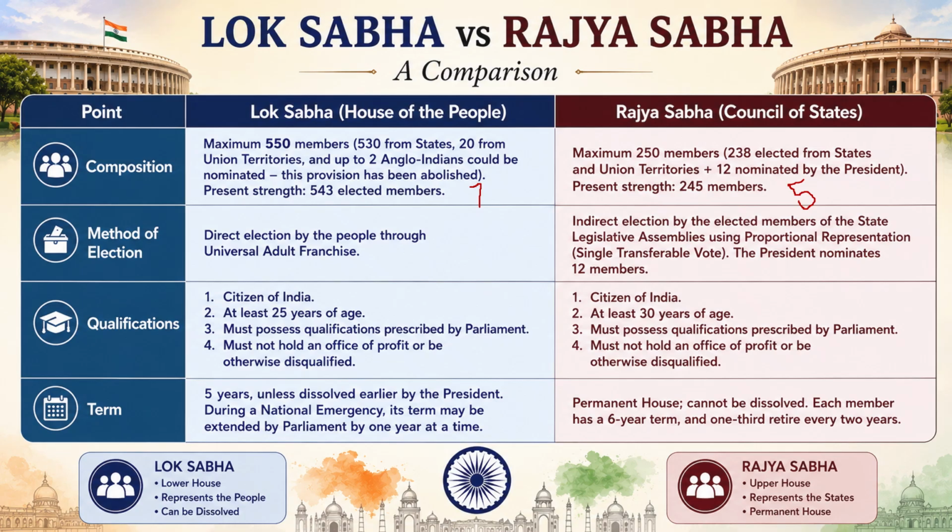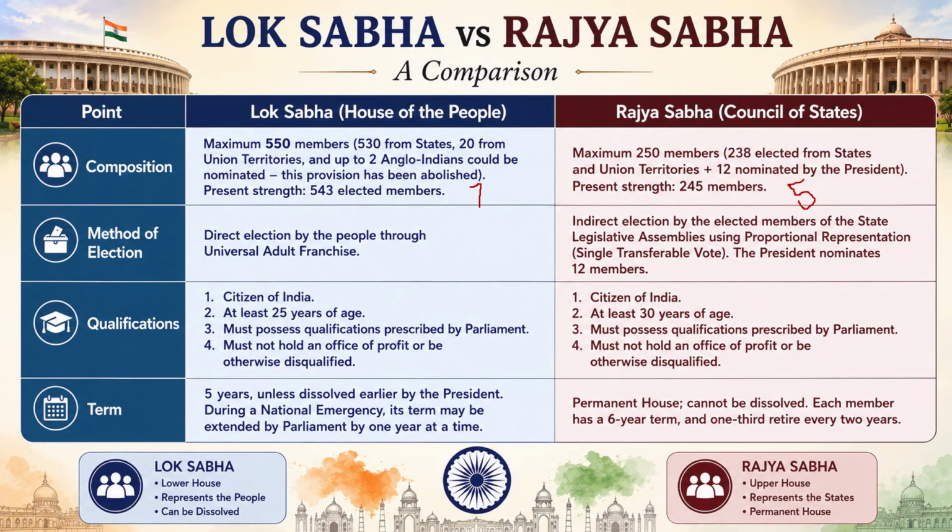The only time the parliament can dissolve Lok Sabha is during a national emergency. It is the only time, and that can only be extended by 1 year at a time. So the term is what? 5 years, but it can be dissolved. And for Rajya Sabha, it is what? It's for 6 years a person can hold an office, but it is a permanent house. It can never be dissolved.